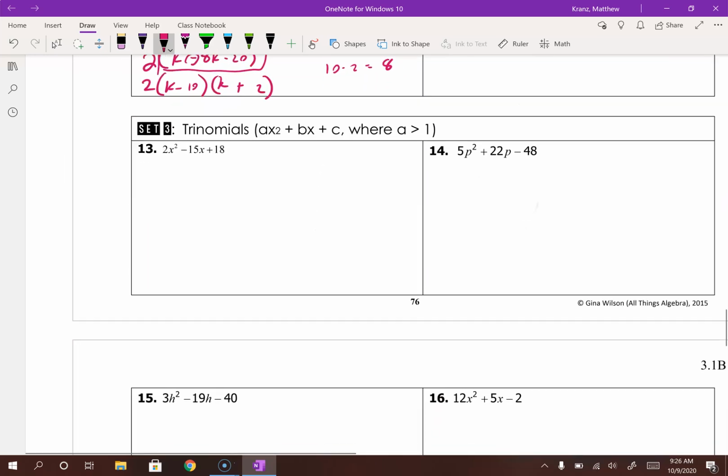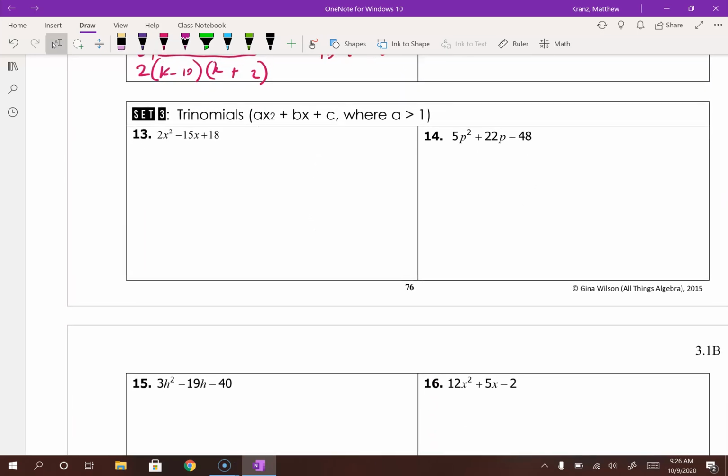All right, now, this one here, 13, we're going to do something called bottoms up factoring, because you see that I can't divide everything by 2 here. So what I'm going to do is a technique where I multiply A times C. Step 1: multiply A times C. That gives me 36, so 2 times 18 equals 36. Now I have x squared minus 15x plus 36.